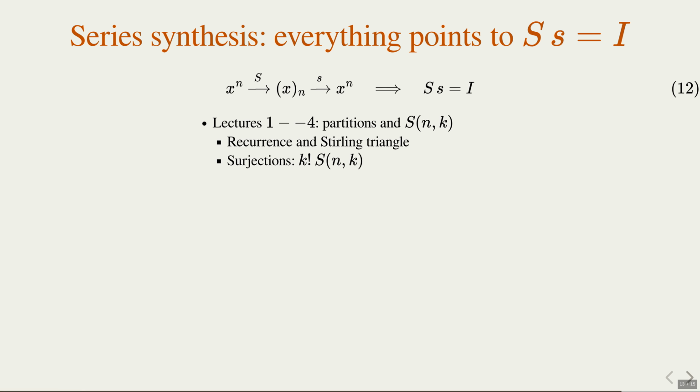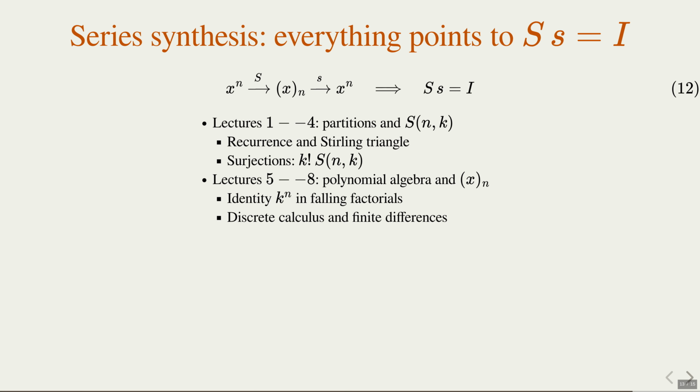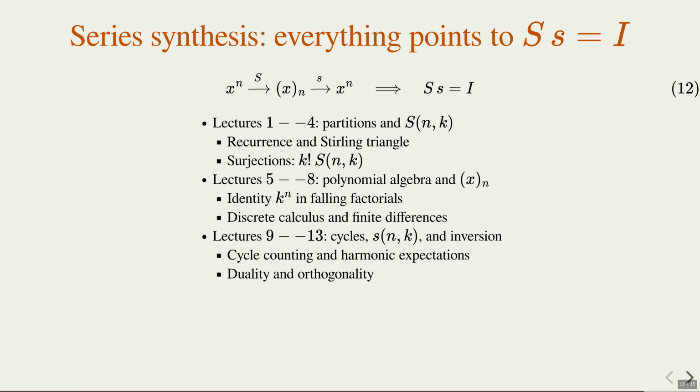Early on, we built the second kind from partitions, recurrences, and counting onto functions. That is the S side of the duality. Then, we discovered falling factorials as the right basis for discrete calculus, which is exactly the middle basis that makes inversion natural. Finally, we built the first kind from cycles, probabilities, and signs. Today we learned it is not separate from S at all. It is the inverse transform. So the deepest fact is that all these viewpoints are the same map, just in different coordinates.